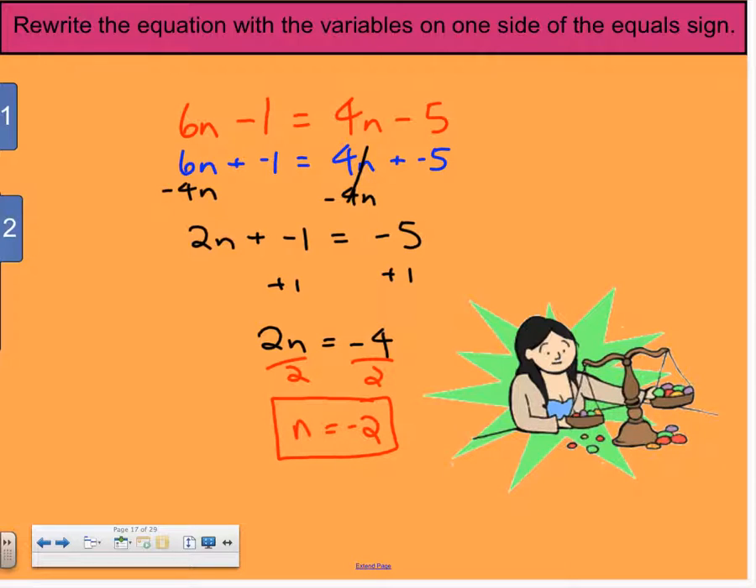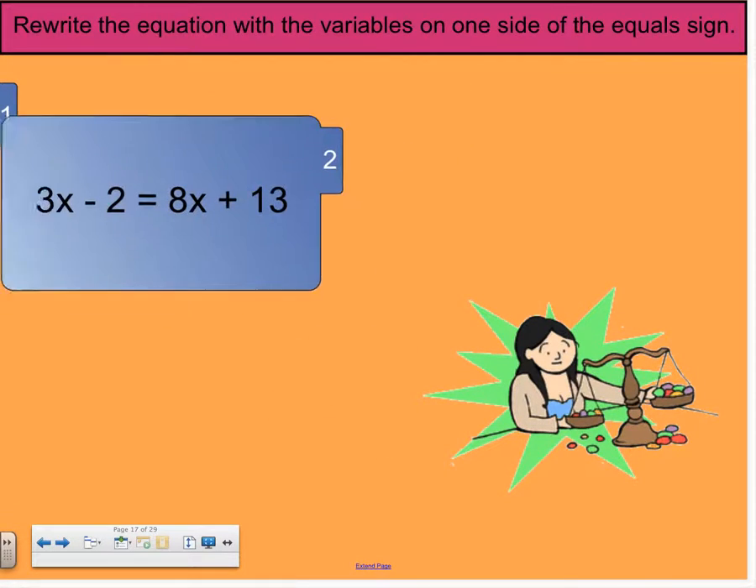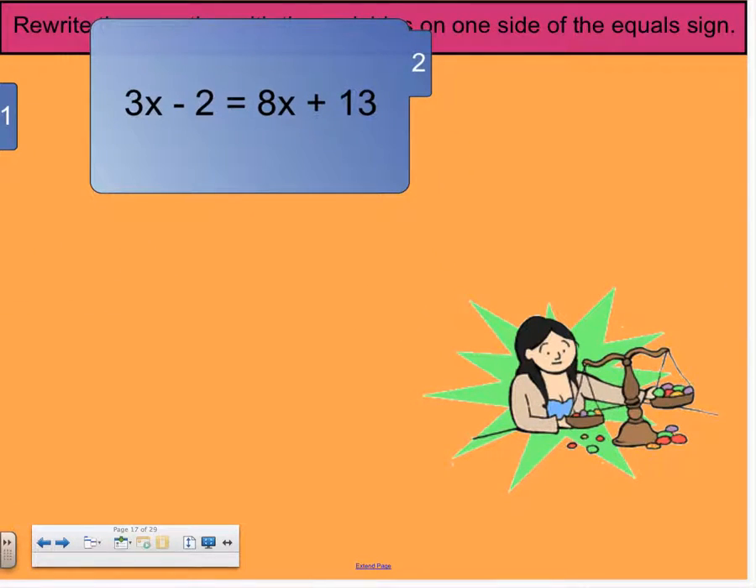Once again, don't forget to double check those answers. If I put negative 2 back on each side, I think I get negative 13 and negative 13, okay? So we know we did it right. All right, one more example, and then I'll let you get going on the practice problems, or the got it's. Here we have one. It says 3x minus 2 equals 8x plus 13. Go ahead and try that really quick in the margin of your textbook. 3x minus 2 equals 8x plus 13.